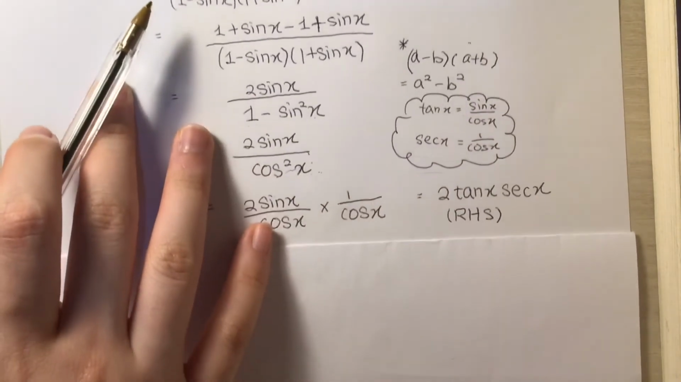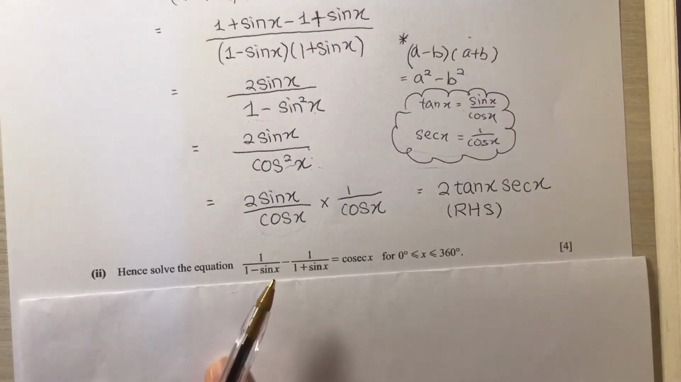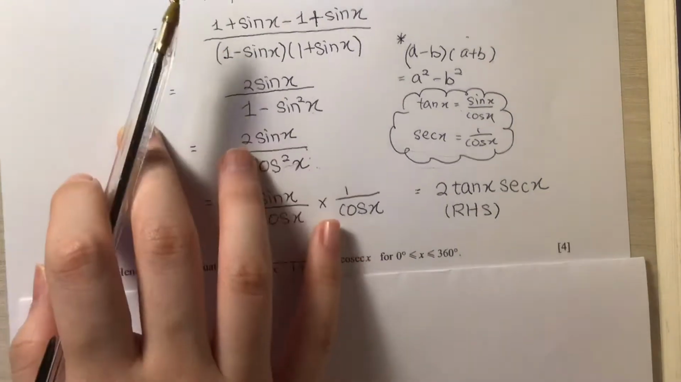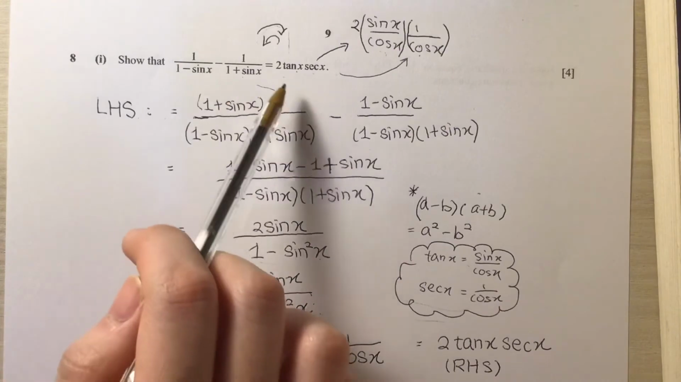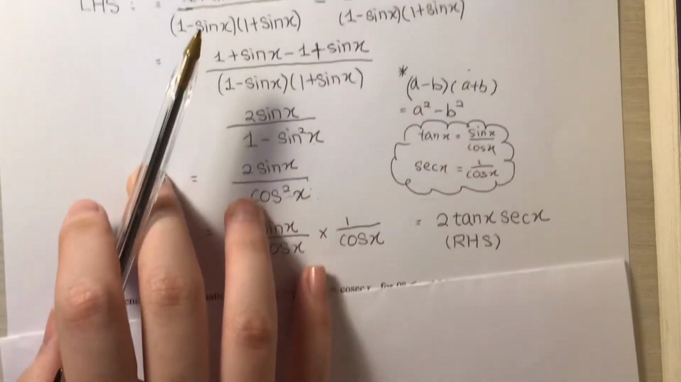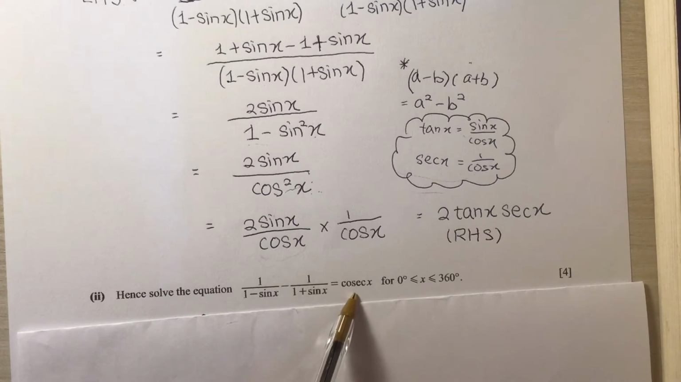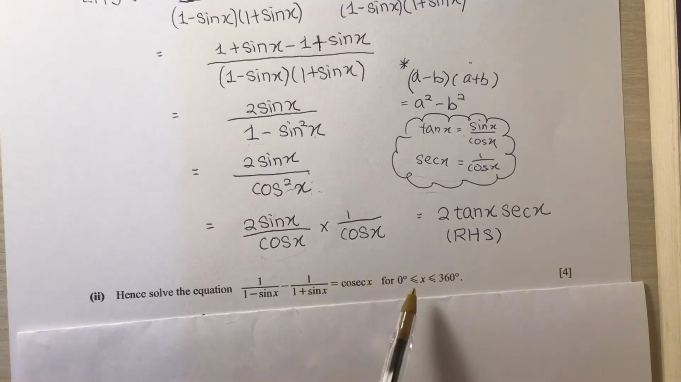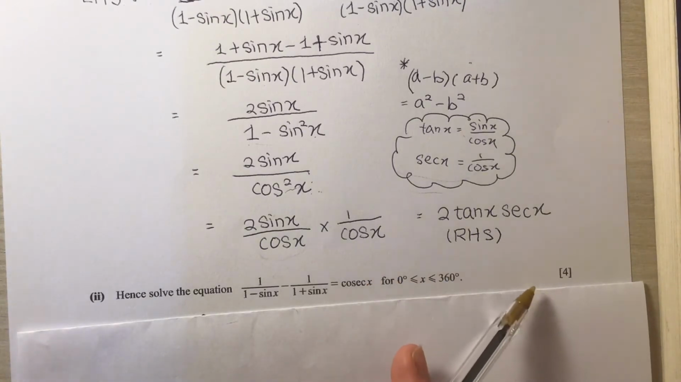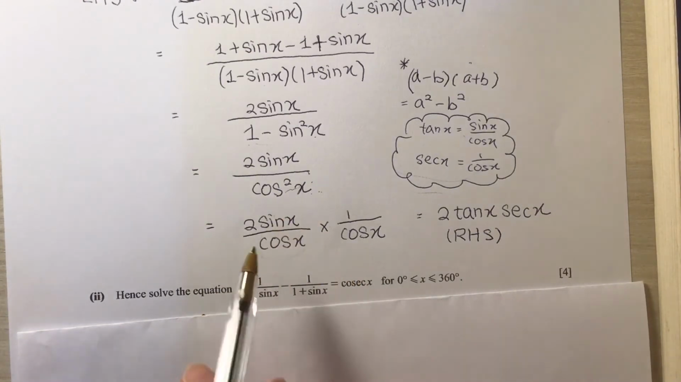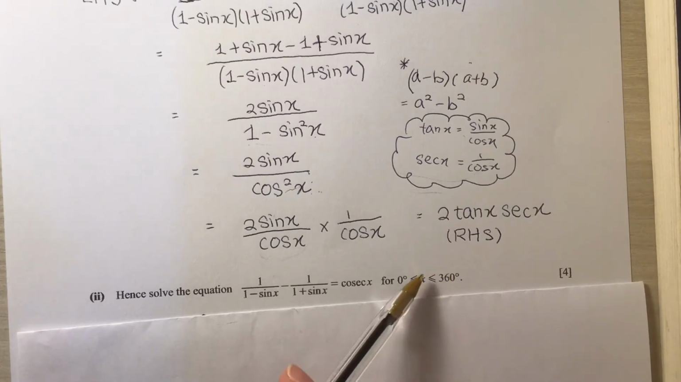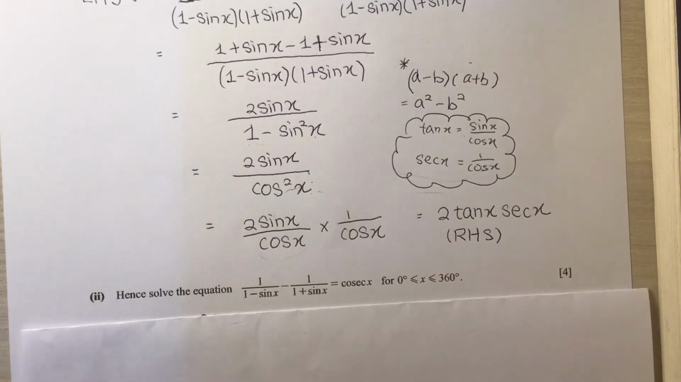And moving on to the second part, hence solve the equation that's given, that asks us to solve on top over here, where this is equal to cosecant x for all the x within the range from 0 degrees to 360 degrees. And this is a 4-mark question again. Again, before you do anything, check that your calculator is giving you the answer in degrees instead of radians.